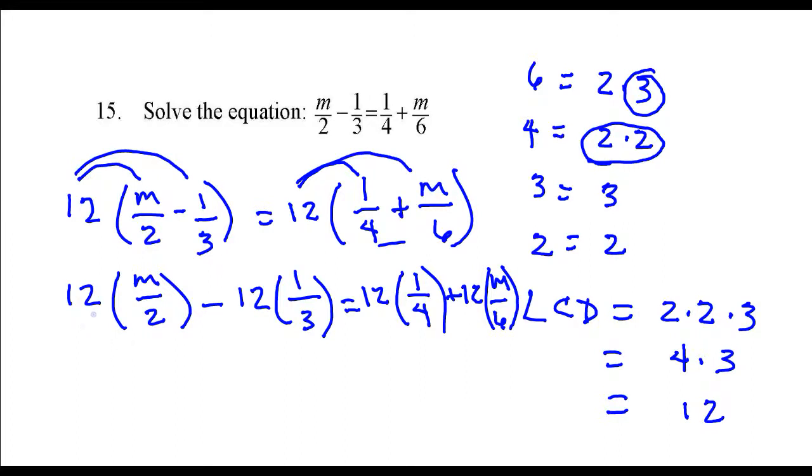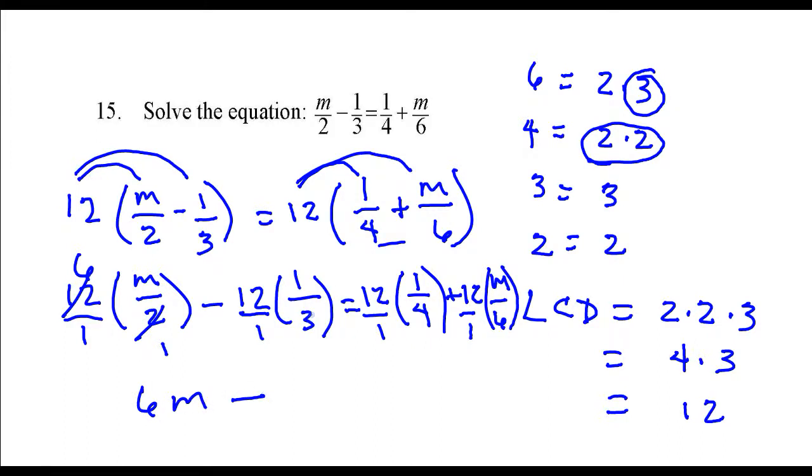Okay, so if you want, you can write these 12s as 12 over 1. That helps you out. Okay, 12 over 1 times m over 2. Well, I can simplify this. 2 goes into itself once. It goes into 12 6 times. I have 6 times m left over. That's 6m.